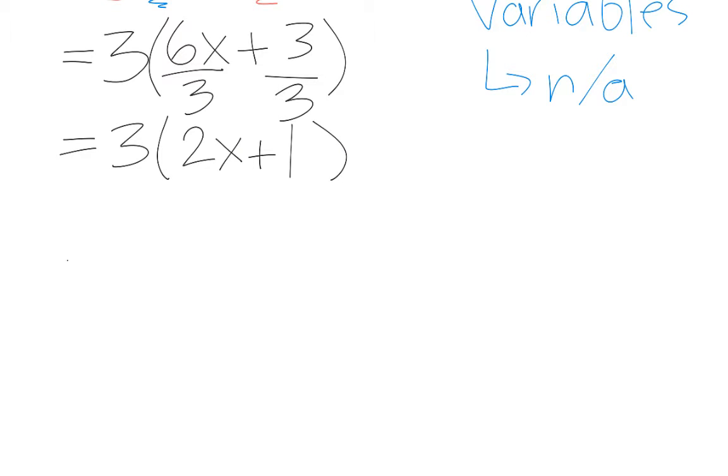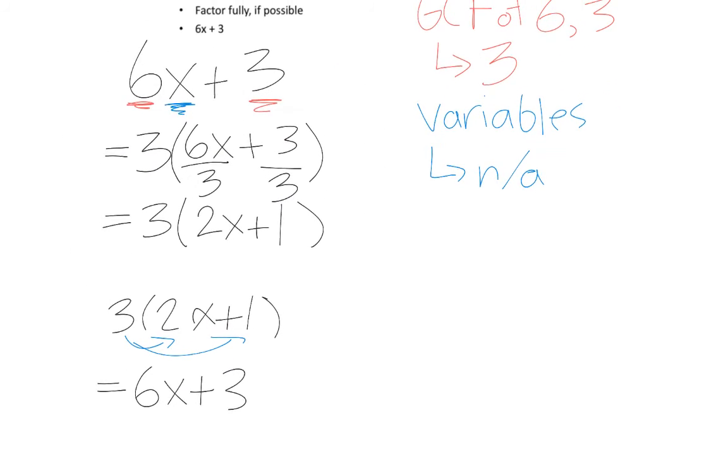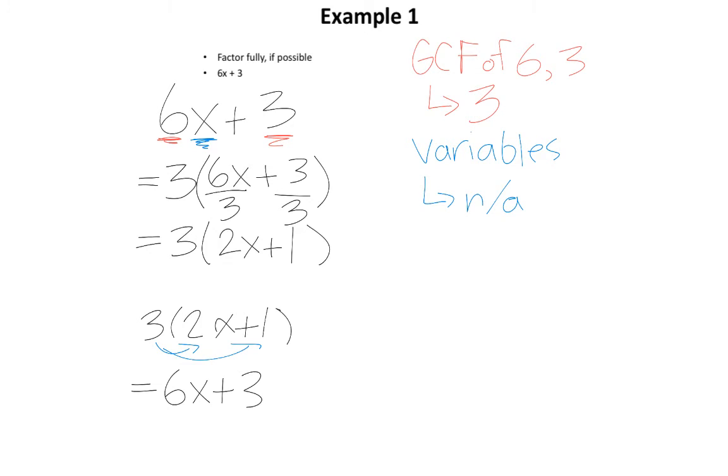If you wanted to check your work, let's just rewrite our answer. And like I was saying, if your expression, once you've applied the distributive property, looks like your question, then you've done it correctly. So 3 times 2 is 6. The x stays the same. 3 times 1 is 3. And as you can see, you get your question again, which means we've done our work correctly. And I'm just going to make a little note here that we've just checked our answer.